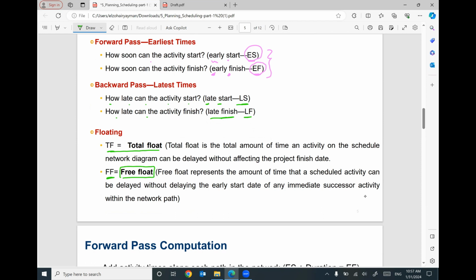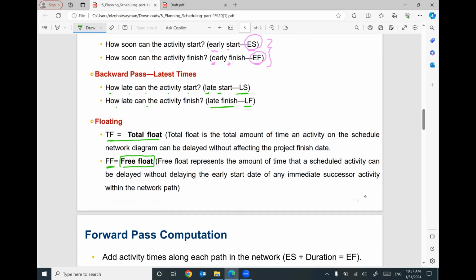These definitions are very important. Total float is the total amount of time an activity on the schedule network diagram can be delayed without affecting the project duration or the project finish date. So the total float is the flexibility: you can delay any activity without affecting the final duration of the project. But free float represents the amount of time that a scheduled activity can be delayed without delaying the next, the following, or the successor activities.